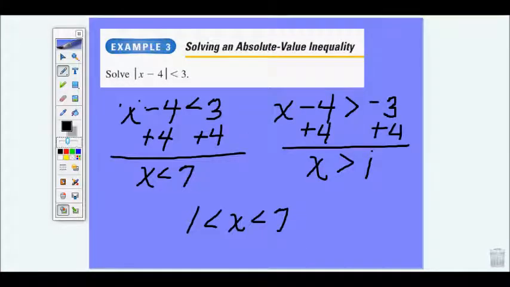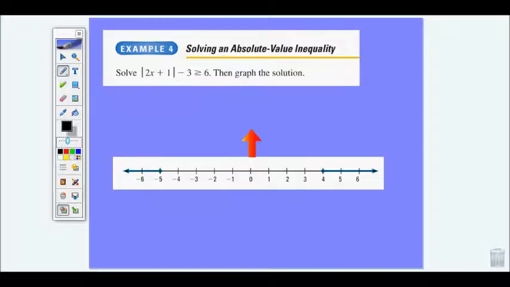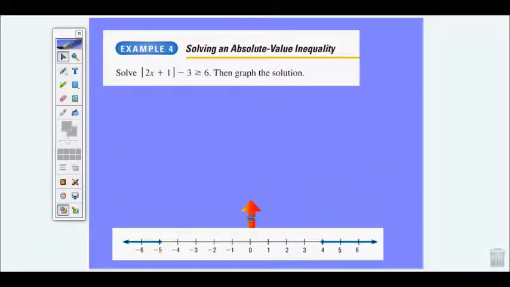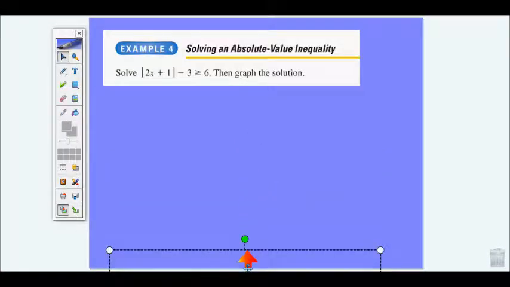Did the last one say then graph? No, it didn't say then graph. This is the next example. So I'm going to move my graphing here for a minute, get that out of the way. And first step again, here's that caution: make sure that I only have an absolute value statement there.